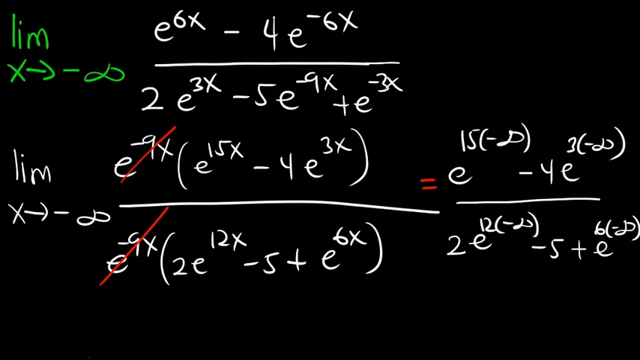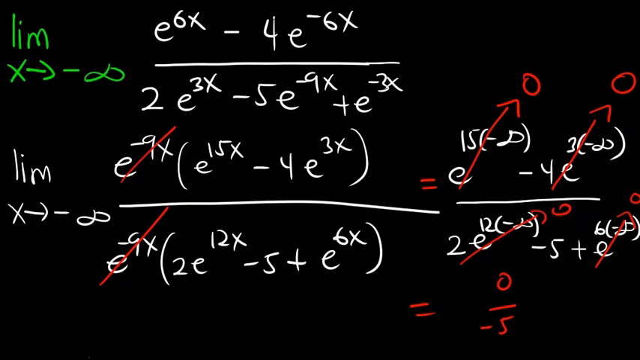Okay, so now let's simplify this and see what you are going to get. This value here will be equal to 0, and then this value will also be equal to 0, and then this will also be equal to 0, same as this, because of the negative infinity. So at the end you're going to have 0 divided by minus 5, which will be equal to 0. So that will be the answer for this question.